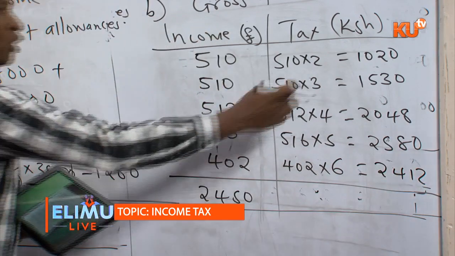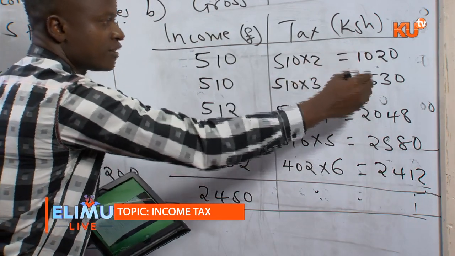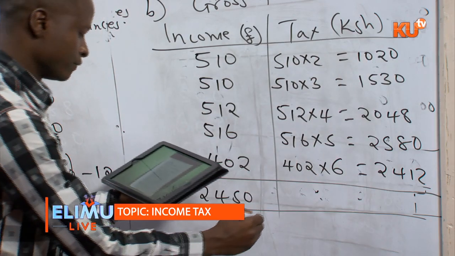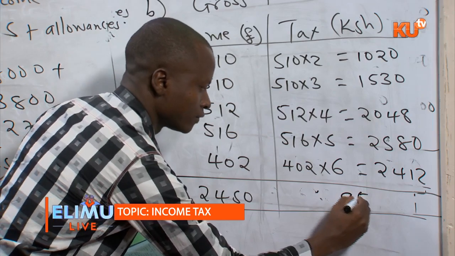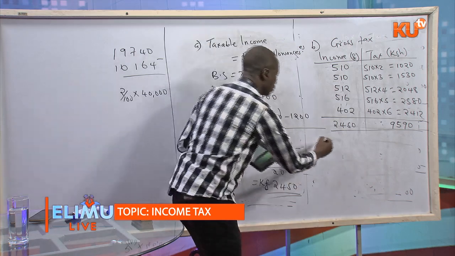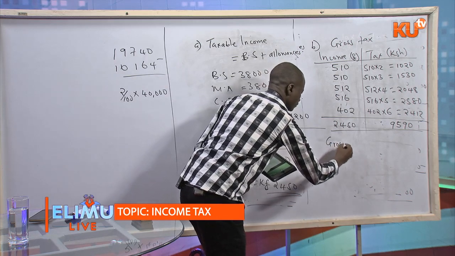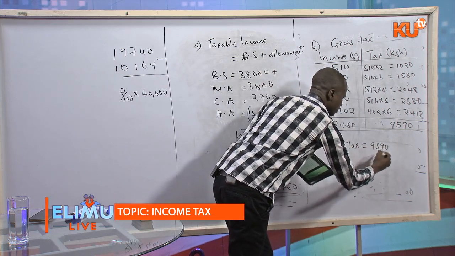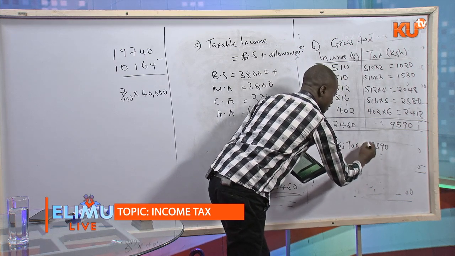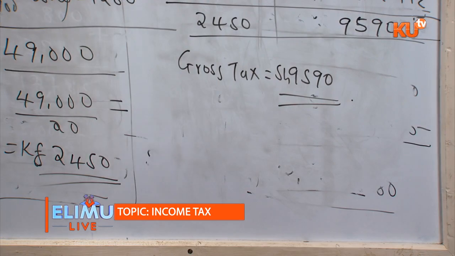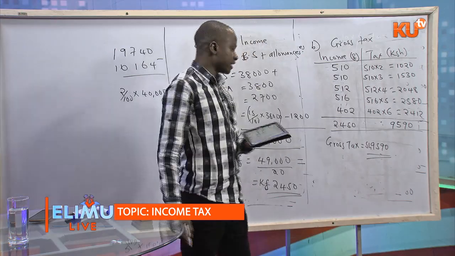Then add all these values, 10, 20 plus 15, 30 downwards. That should give us a total of 95, 90. So our gross tax is 95, 90. What? Kenyan shillings. 95, 90. Then part C is asking for the net tax.